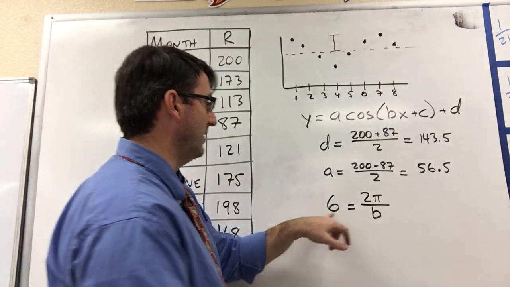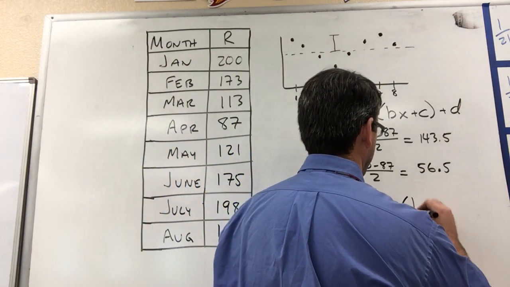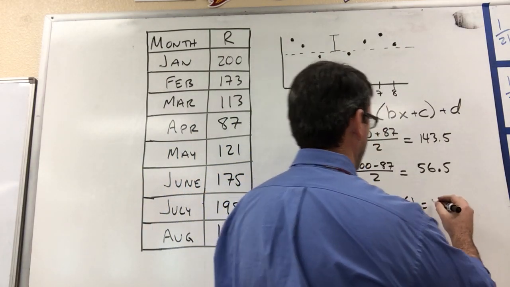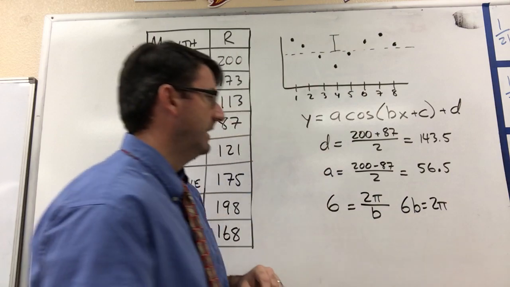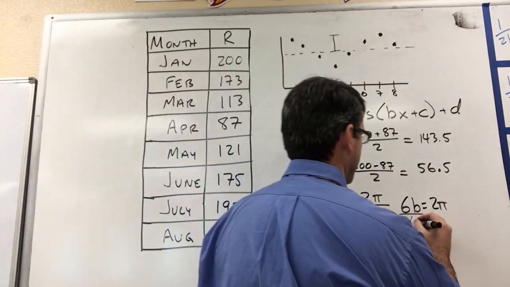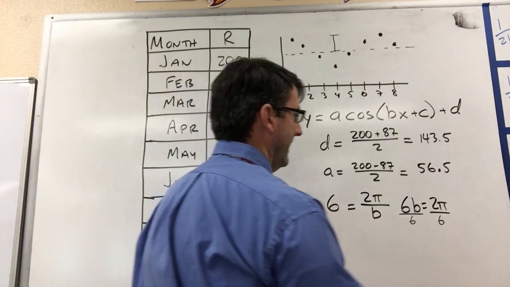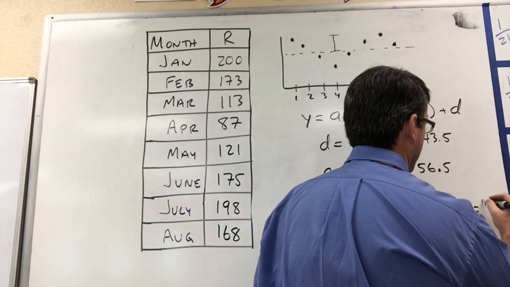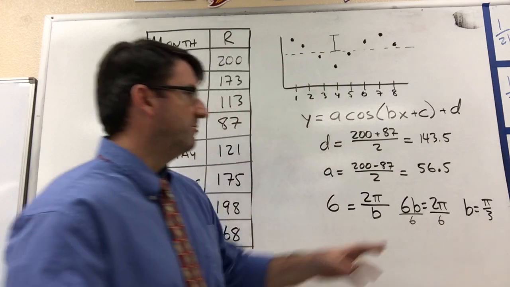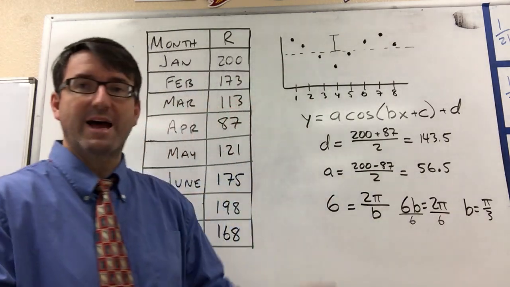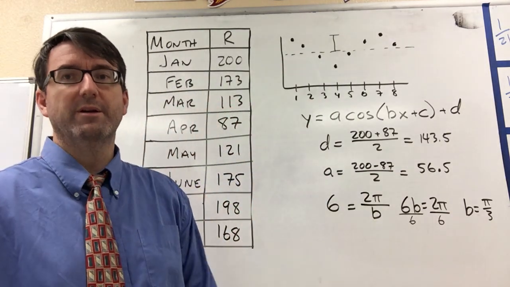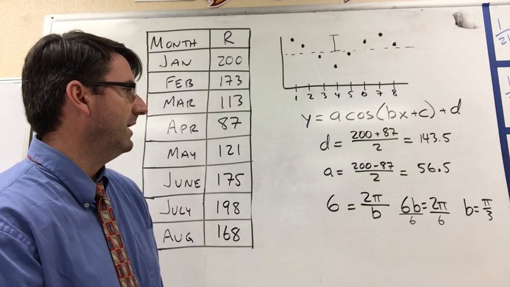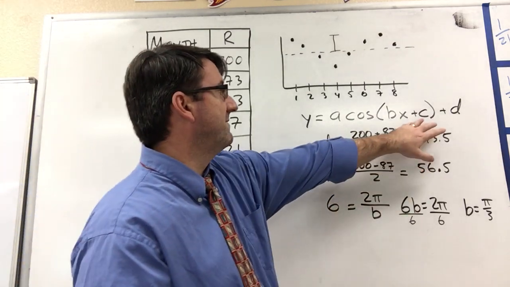So now we can find b. Let's multiply both sides by b, so we get 6b is equal to 2 pi. Then we'll divide both sides by 6, and so we get b is equal to 2 pi over 6, which is pi over 3. So b is going to be pi over 3. That's going to give us our period of 6. All right, finally we have c.